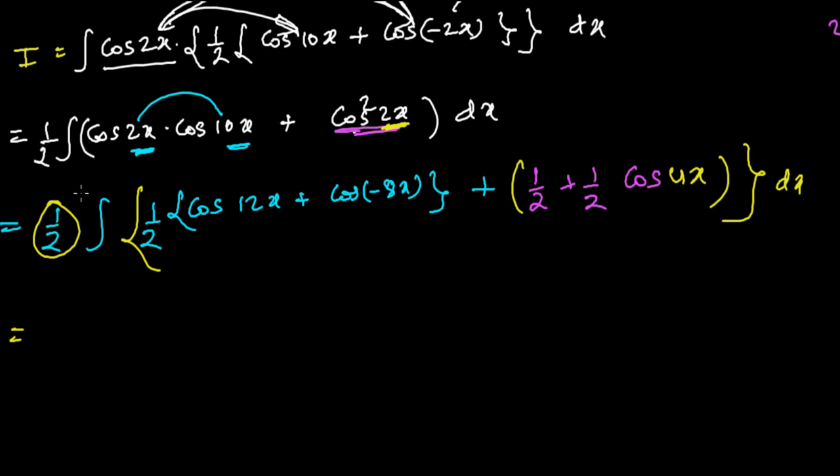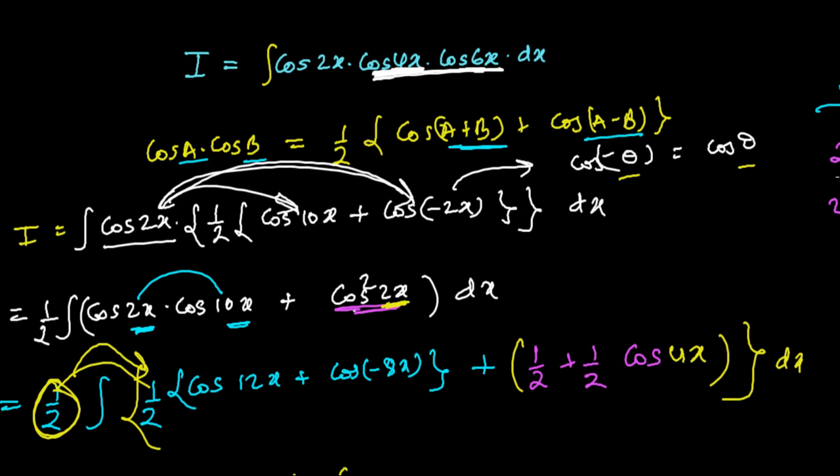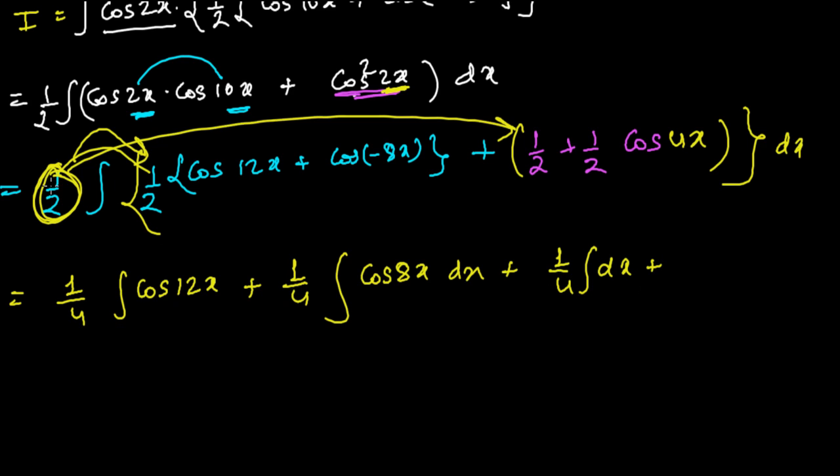And now let's solve this all and we'll get the answer. See here, this 1 by 2 is going to multiply this 1 by 2, so you will get 1 by 4 cosine of 12x, and again plus this 1 by 2 times 1 by 2, 1 by 4, that 1 by 4 is going to multiply this cosine of negative 8x, which is cosine of positive 8x, because I already told you that cosine of negative theta is cosine of theta. dx. And now plus this 1 by 2 is going to multiply this 1 by 2, so you'll get 1 by 4 dx. At the same time, I'm multiplying the integration symbol to every term. And again this 1 by 2 is going to multiply this 1 by 2, so you'll get 1 by 4 cosine of 4x dx.